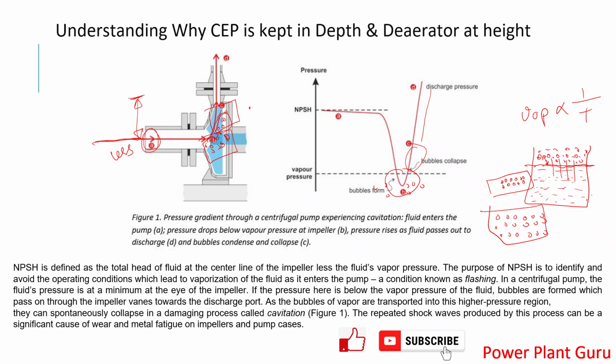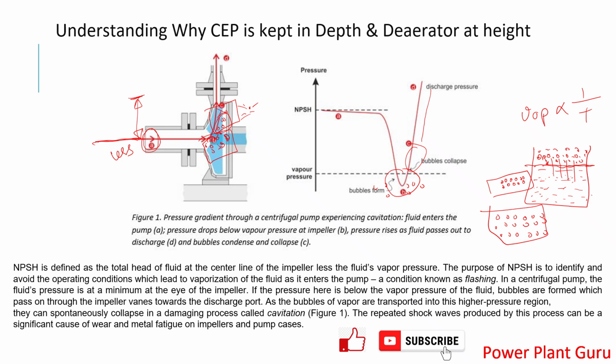So these bubbles will collapse, and what will happen then? Just imagine there will be a lot of bubbles collapsing inside that pump impeller. Then that process will hit your casing and impeller, and there will be erosion and pitting marks on your pump parts. So that process is called cavitation.